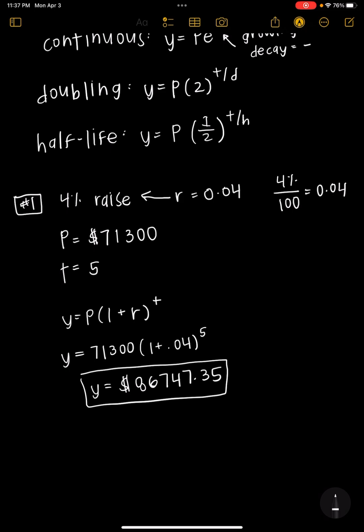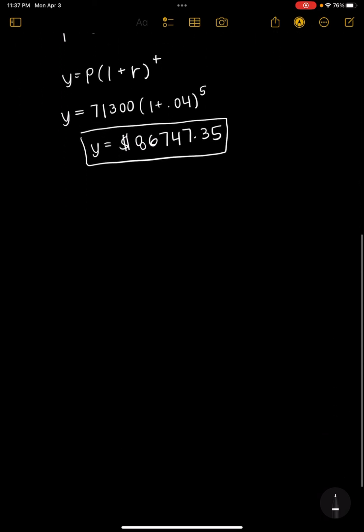So that's how much money we would be making after 5 years if that's the raise we received. All right, let's look at the second example.